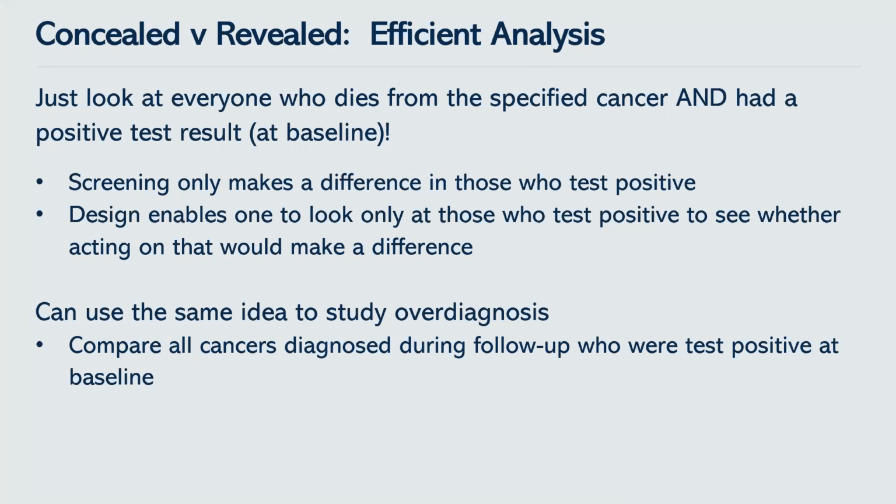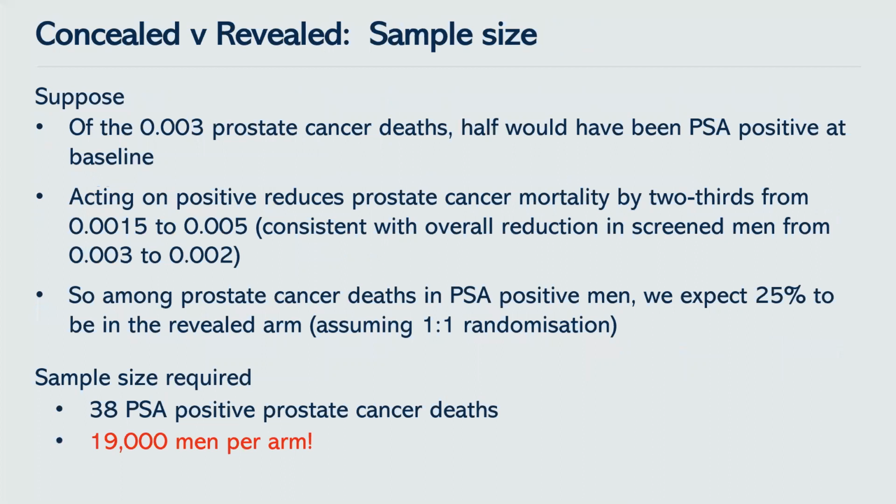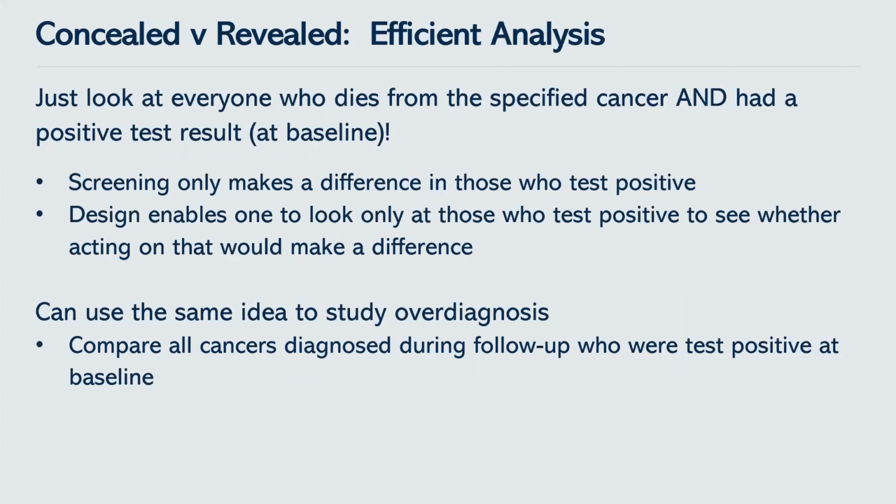So you can go and retrospectively, if you like, test all the samples from those people that die from the specified cancer during the follow-up to look at their baseline test if they were in the control arm. And then you can say, were there fewer deaths in the group where you knew the result and you acted upon it than in the group where you didn't know the result and therefore you didn't act upon it.